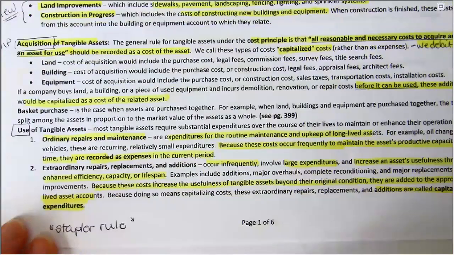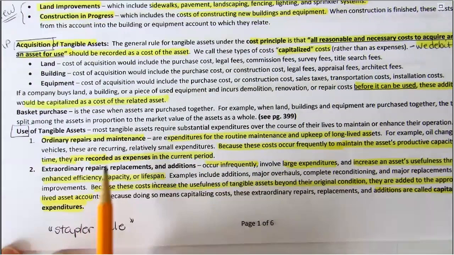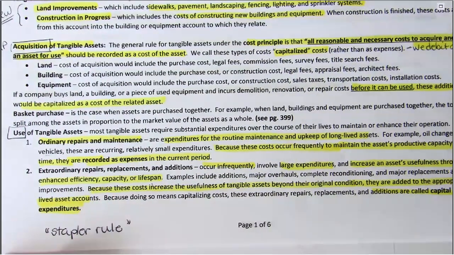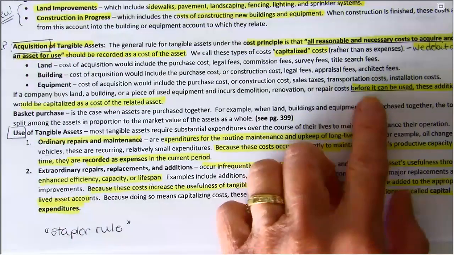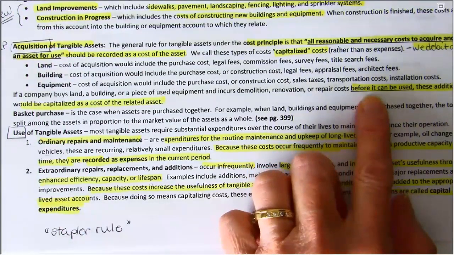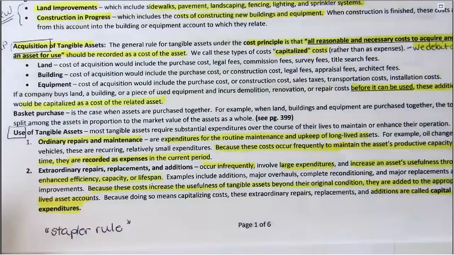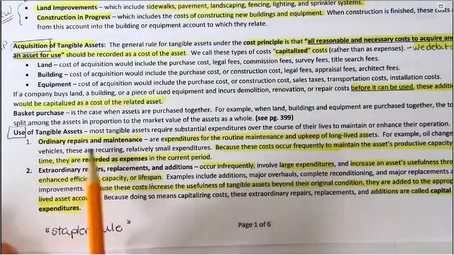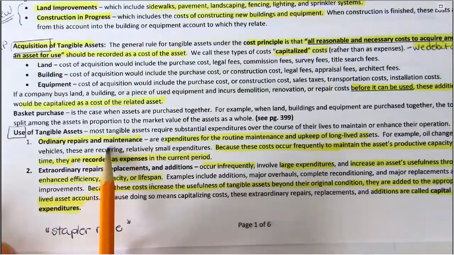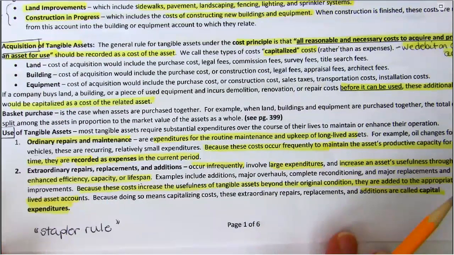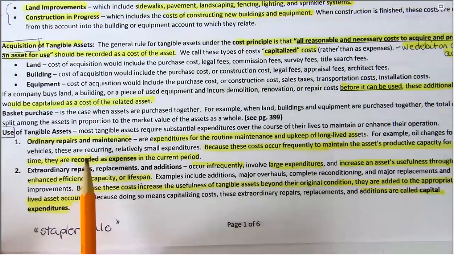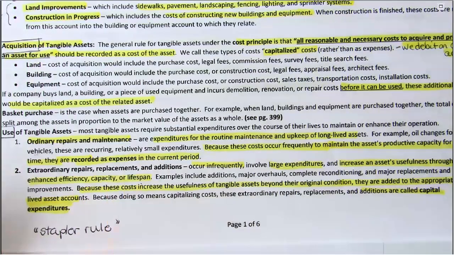So once an asset is ready for use, then if you have a cost related to that asset, you have to ask yourself what type of cost it is. Remember, any cost before it is used gets debited to the asset account. But once an asset is in use, you have to ask yourself, is this an ordinary thing I normally do? Like putting gas in the car and replacing the wiper fluids, changing the oil. Those are things I have to do all the time. I'm gonna have to do them again. Those are expenses because they only benefit the current period.